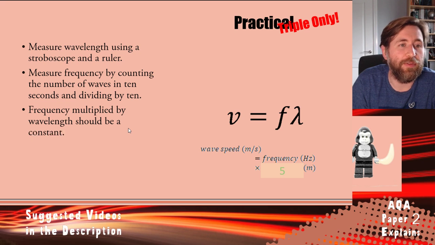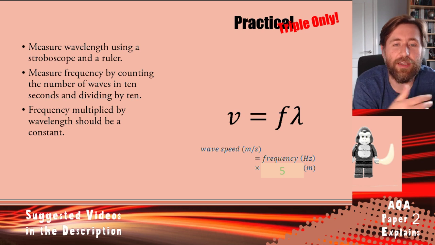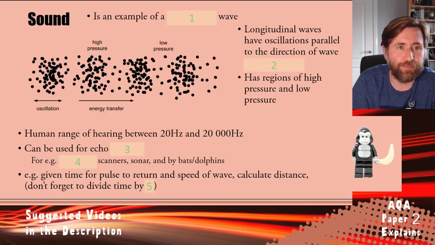Frequency multiplied by wavelength should be a constant, and that's really what you're trying out in this practical. It's just, do you get a constant wave speed? And once again, that is a massively important equation for you to remember. V is F lambda, wave speed is frequency times wavelength.